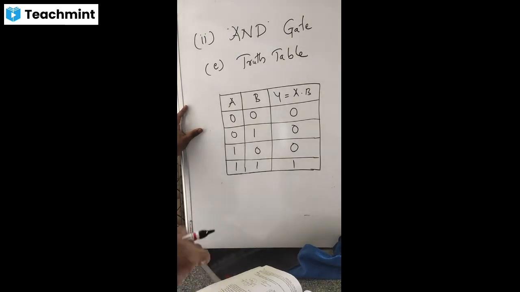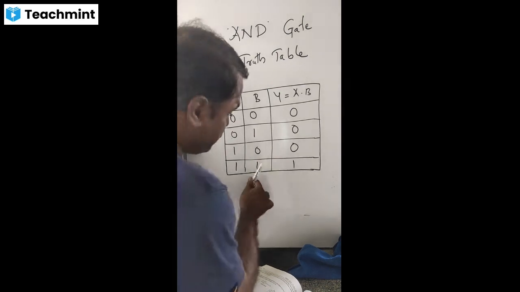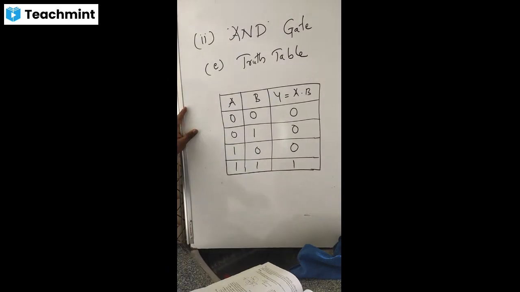So if I explain in terms of voltage, if you put A equal to 0 voltage and B equal to 0 voltage, the output will be 0 voltage only. Even if you put A equal to 0 voltage and B equal to 5 volts, despite keeping B high, your answer will be low only. Similarly, if you reverse, A equal to 5 volts, that means high value, and B equal to low, 0, then also you are going to get low only. Then you are going to get output high only when both the inputs are high.